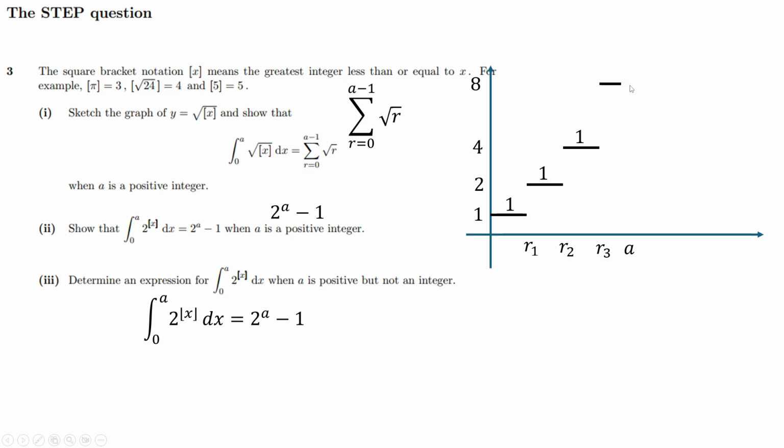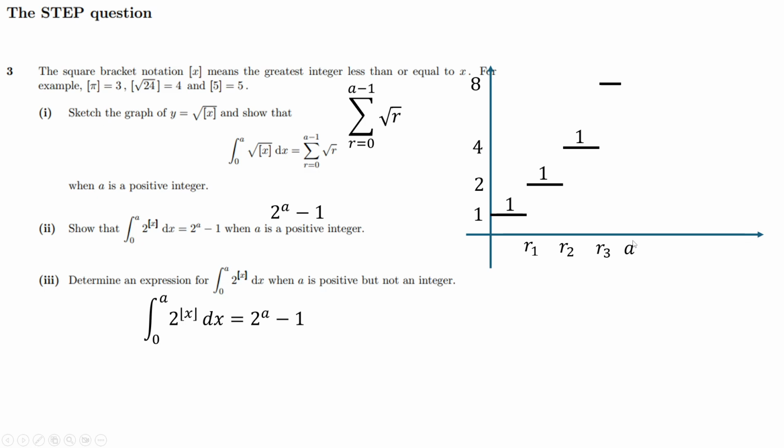But when you get to the end, you'll have a width which isn't 1. It's going to be less than 1. Say if we had 6.8, we're going to have 6 widths of 1, and then we'll have 0.8. So the base of the last triangle is not going to be 1. It's going to be less than 1, and the exact value is a subtract floor a.